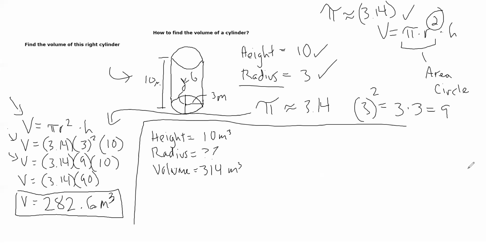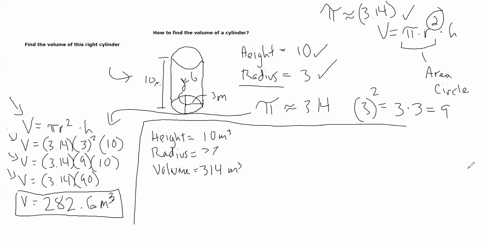I'm just going step by step so you know. And then 9 times 10 is just 90. Volume is equal to 3.14 times 90. So all I've been doing is just simplifying. That's it. And then, of course, I put it into my calculator. 90 times 3.14 gives me 282.6 meters cubed. That is my volume. I'm done. That's it.